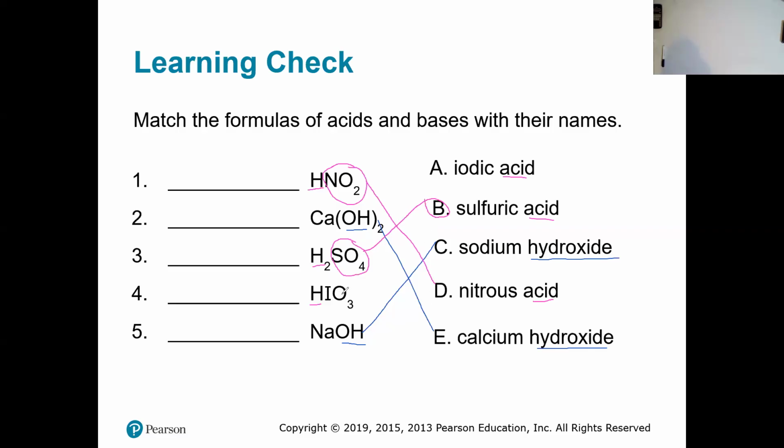And then for HIO3, this is the iodate ion, one of our oxyanions. If we change that ATE ending to IC, it's iodic acid. So you can use process of elimination for a lot of these. You just got to go one step at a time. It's just about recognizing, first of all, whether it's an acid or a base, and then recognizing the name of the ions that are attached.